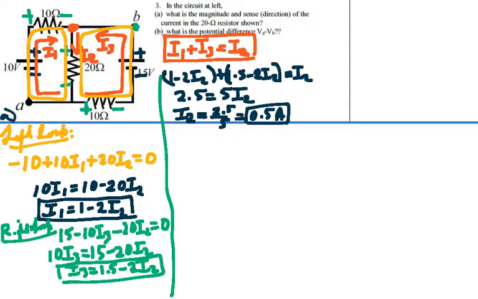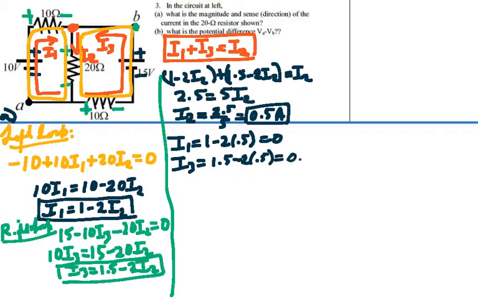So that is part A. Just for reference's sake, I1 would be equal to 1 minus 2 I2, 1 minus 1, which is actually 0. So there is no I1 current. Goofy. I3 is equal to 1.5 minus 2 I2, which would be 0.5. So I2 and I3 are the same, 0.5 amps, as they're going around that loop there. Just kind of nice to know.